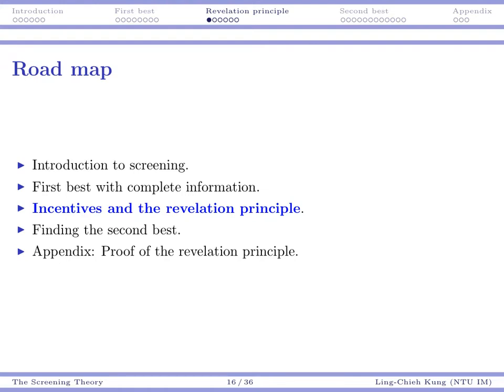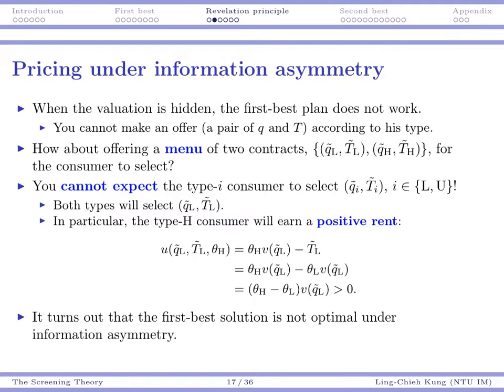So we have completed our derivations about complete information. Now let's talk about information asymmetry and see what's going to happen when the agent's type is not observable by the manufacturer, by the principal. So when the valuation is hidden, we know the first best plan does not work. Because I cannot design my offer by observing the agent's type.